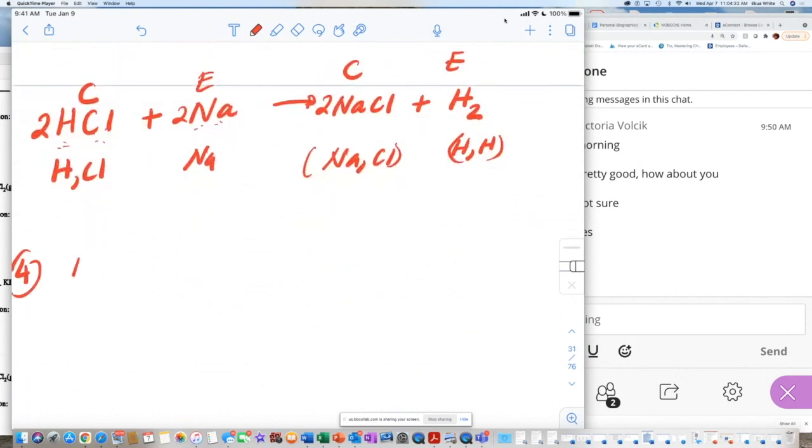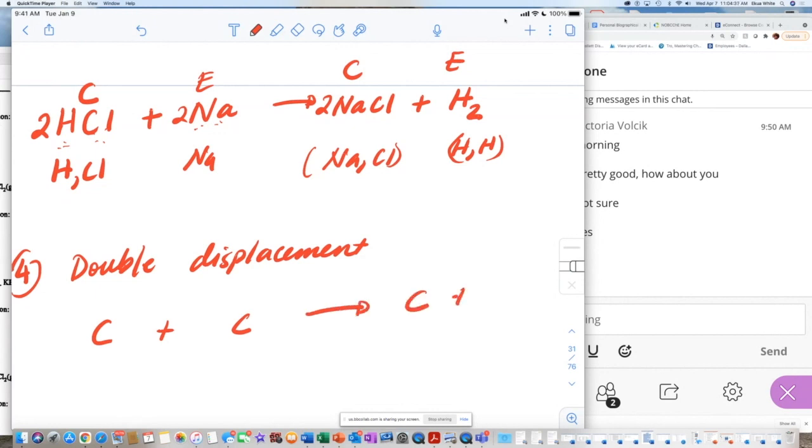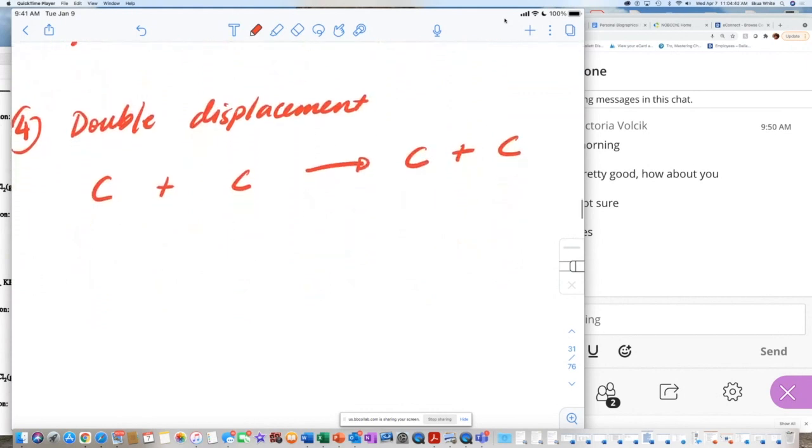Okay, number 4. What about double displacement? In double displacement, what we see here is compound plus compound to give you compound plus compound. Okay? So you see 4 compounds. With this one here, for us to have a chemical reaction, what we observe is they switch partners. Okay? So it's like one of those line dances.